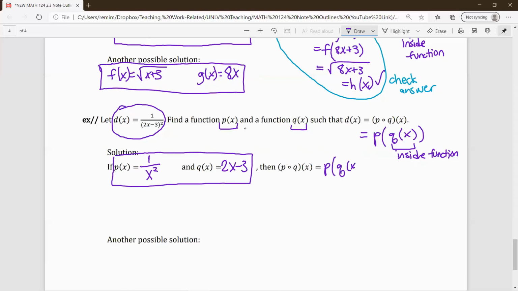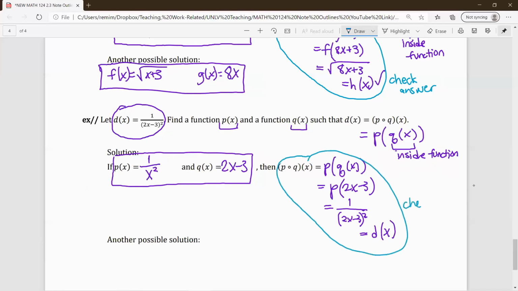p of q of x, work from the inside out. So we said that our inside q of x function was going to be 2x minus 3. And then at this point, this is telling us to plug the 2x minus 3 into our p function. So we plug 2x minus 3 in right there, and we would get 1 over parentheses 2x minus 3 quantity squared, which is, of course, our d of x function that was in the original question. So again, doing this part over here was just checking our answer.